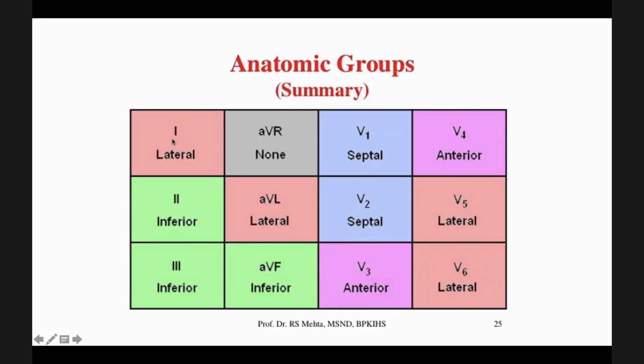Leads 1, AVL, V5, V6, you call lateral leads, because these are the lateral side of the ventricle. Lateral leads are 1, AVL, V4, V5, and V6. If it is 1 and AVL only, you call this a high lateral.